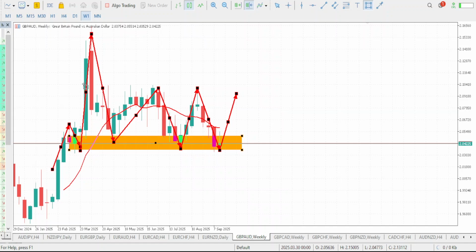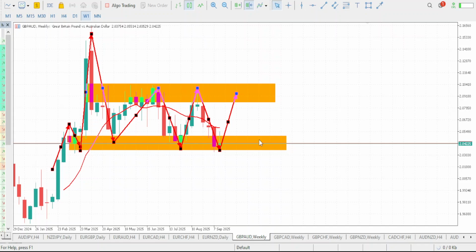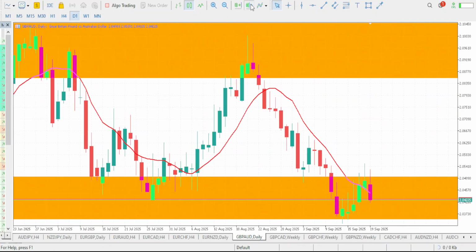We will now take a look at this to be the resistance level. So within this level here, market is ranging. So we should now be expecting a rejection. And this is our support level straight to our resistance level. So our bias on GBP AUD will be a bullish move. Let's go down to the daily time frame.